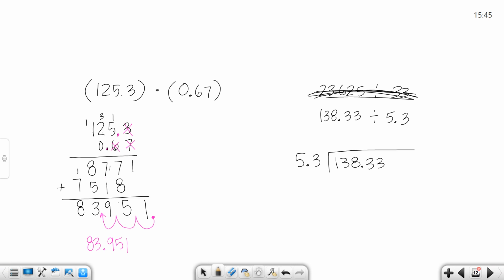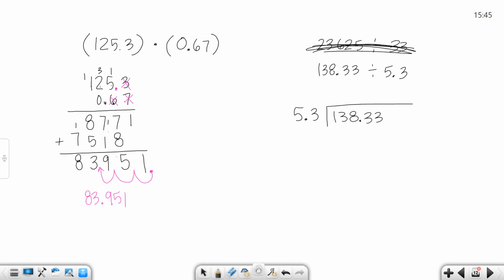Now I can't do that. The reason you can't do that is you can't divide by a decimal. You can't. So since you can't divide by a decimal by rule, I need to move this decimal one place over to get 53. But you can't just move a decimal one place over and not have something to counteract it. So I'm going to move this one place over as well. If I move this one over one place, I have to also move this one over one place. So I'm going to get 1383.3.